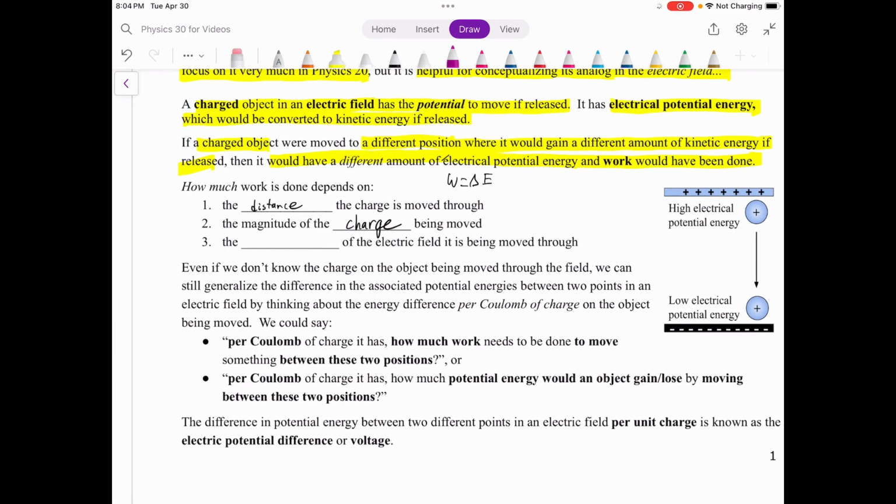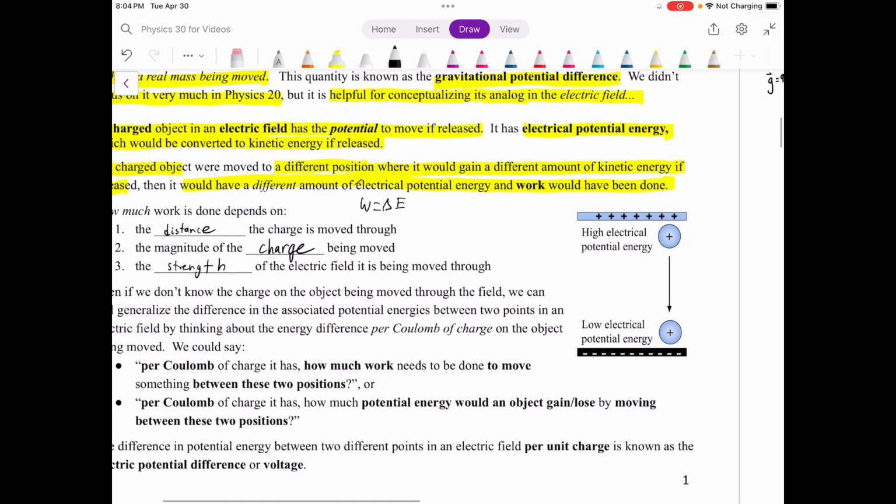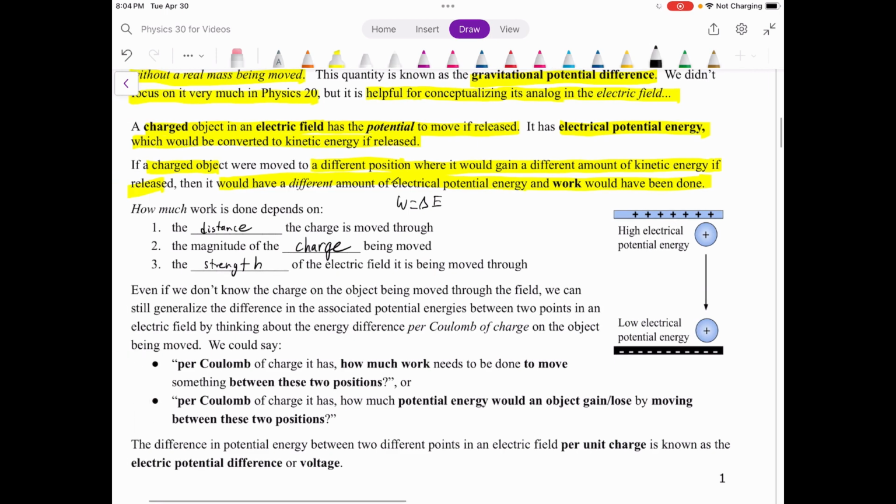And the last thing it would depend on is the strength of the electric field that it's being moved through, right? Again, for similar reasons. If this is a very, very strong electric field, we're talking about different amounts of potential energy, right? It could gain a ton of kinetic energy if this is a very strong electric field. If it's a very weak electric field, it'll still gain kinetic energy by being allowed to drop from there to there, but not as much as it would in a strong electric field with larger forces per coulomb of charge, and therefore bigger accelerations, bigger speeds, bigger kinetic energies.